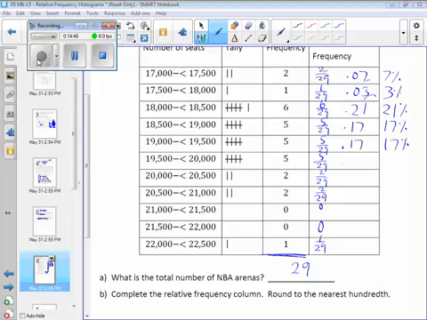Same thing here. 2/29 we did was our very first one, 0.07. 2 divided by 29, again, 0.07. And 1/29 was 0.03 for 3%. I have a question for you. Will it add up to 100%?